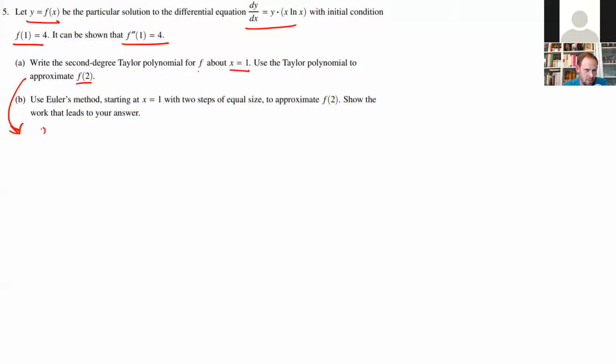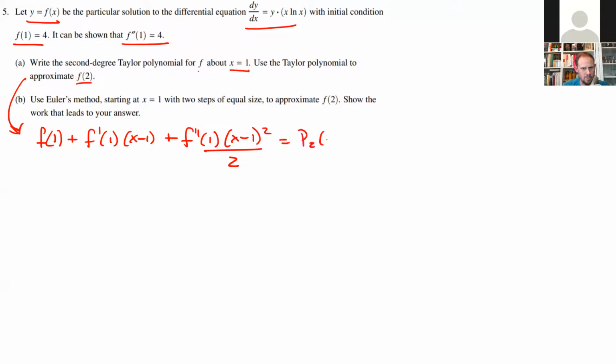Well, the Taylor polynomial would be f of, and we're centered at 1, plus f prime of 1 times x minus 1 to the first over 1 factorial plus f double prime of 1 times x minus 1 squared over 2 factorial, which is just 2. So this would be the second degree Taylor polynomial. So p sub 2 of x is usually what we call that.